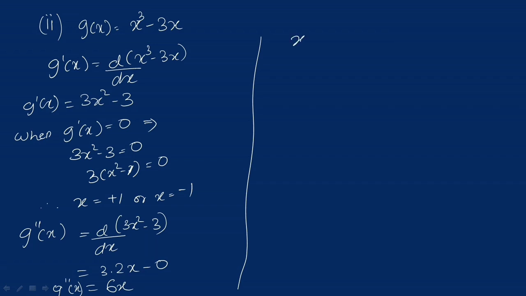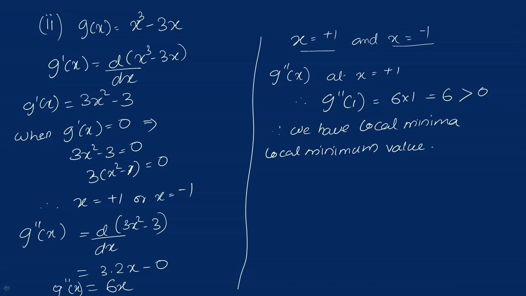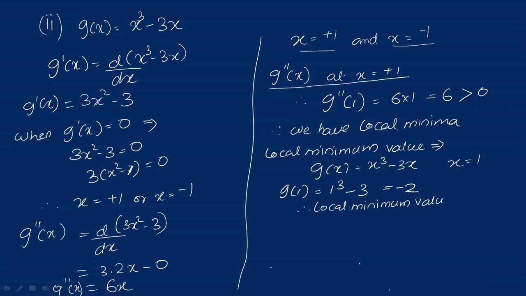So we have got g double dash of x is 6x. Now at x equal to plus 1 and x equal to minus 1. At x equal to plus 1, g double dash of 1 is 6 into 1, that is 6, which is greater than 0. That means we have a local minima here. So what is the local minimum value? Applying g of 1, that is 1 cube minus 3, that is minus 2. So the local minimum value is minus 2.